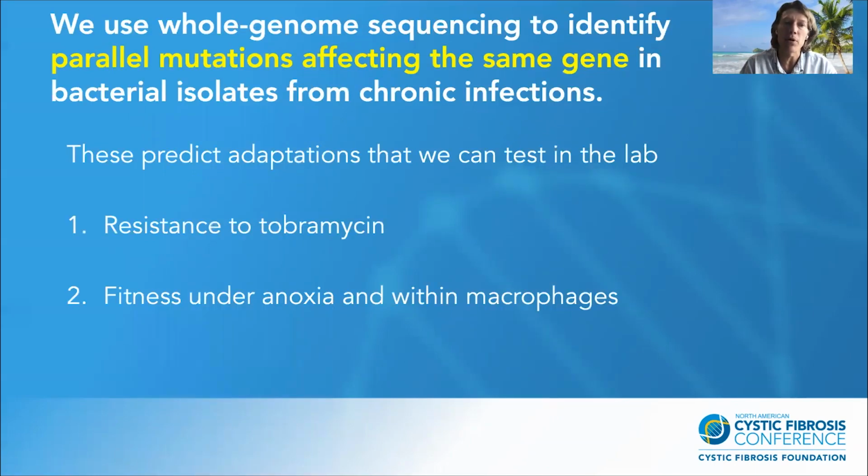We can take the same approach using whole genome sequencing of microbes sequentially acquired from chronic infections to ask, do we see mutations arising in parallel in the same gene or gene systems from bacterial isolates from chronic infections? These mutations then predict adaptations that we can test in the lab. And today I'll be focusing primarily on two traits: the ability to resist the commonly used antibiotic tobramycin, and the ability to grow under anoxic conditions and also within macrophages.